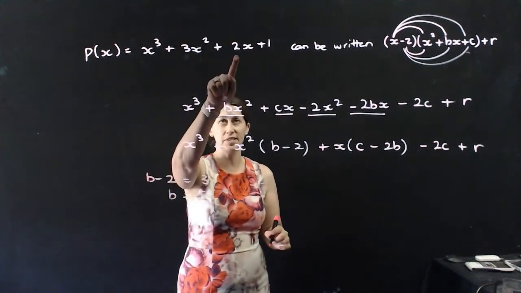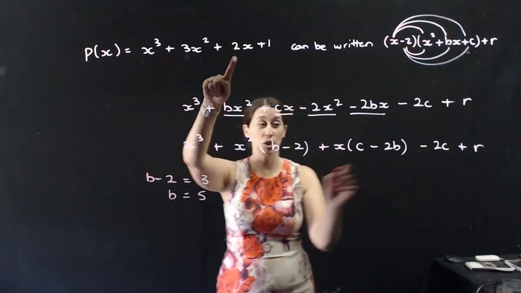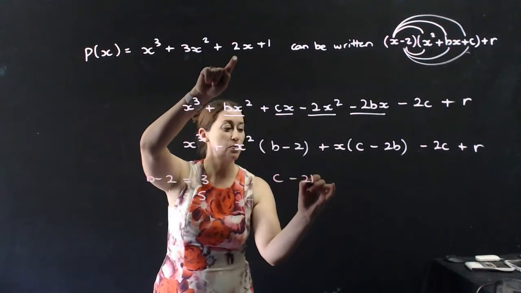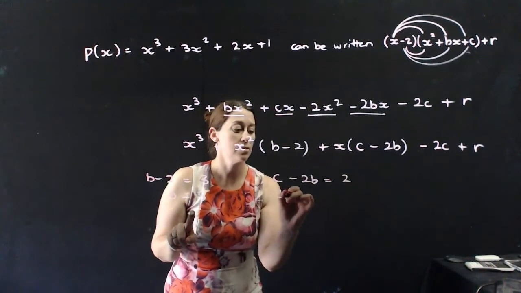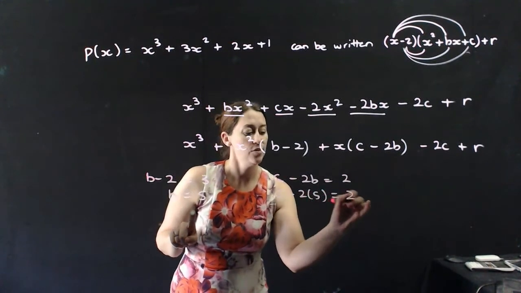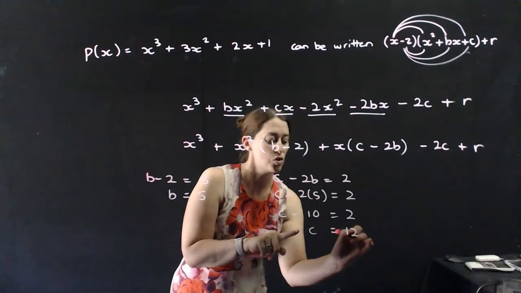I can do the same with this term. The coefficient of the x here is 2. The coefficient of x here is c minus 2b. So c minus 2b has to equal 2. I know that b is 5, so I can sub that in and solve for c. c minus 10 equals 2, so c equals 12.